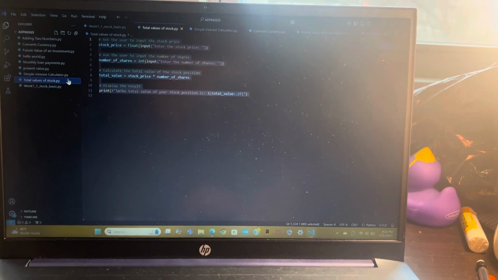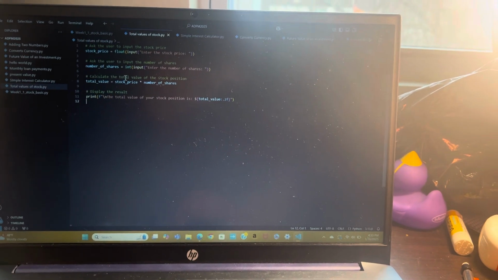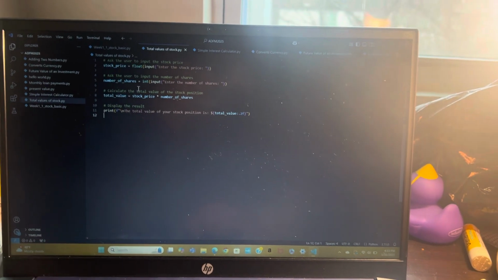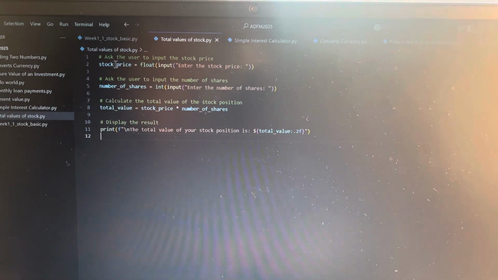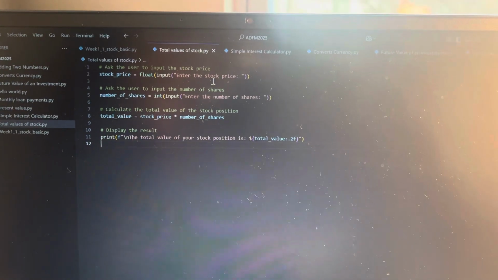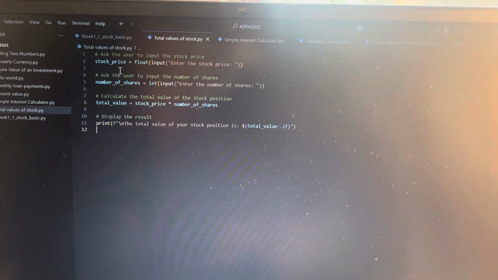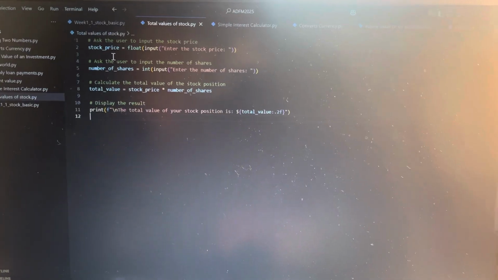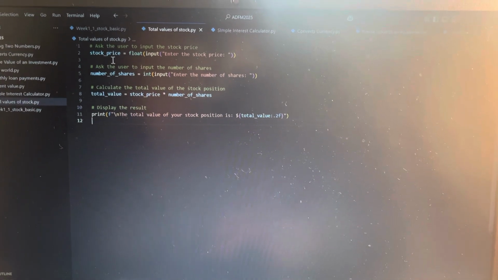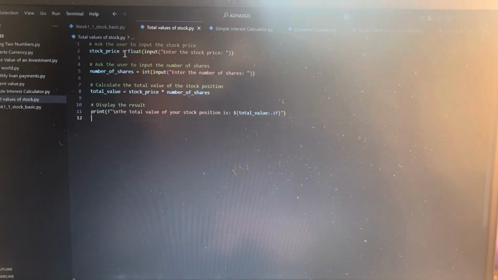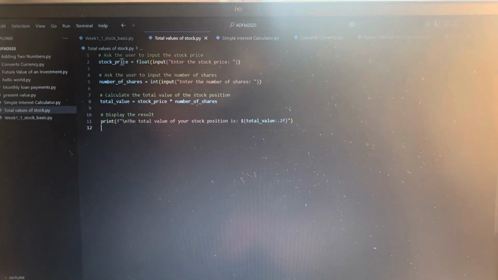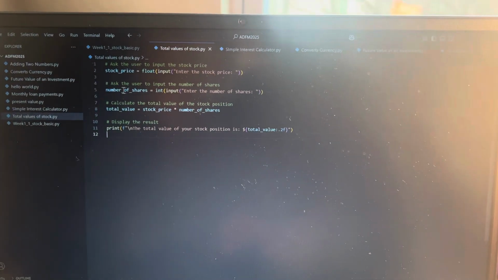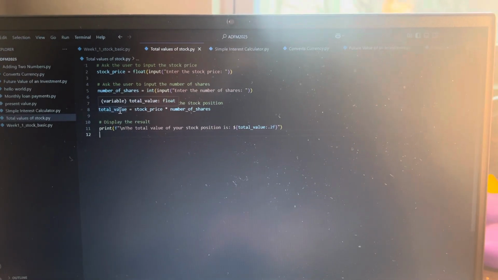For the total value of stock, lines 1, 3, 5, and 7 are comment lines, just again telling you what the line of code beneath it is doing. For lines 2, 4, 6, the writing before the equal sign is what that value will be stored under in Python.